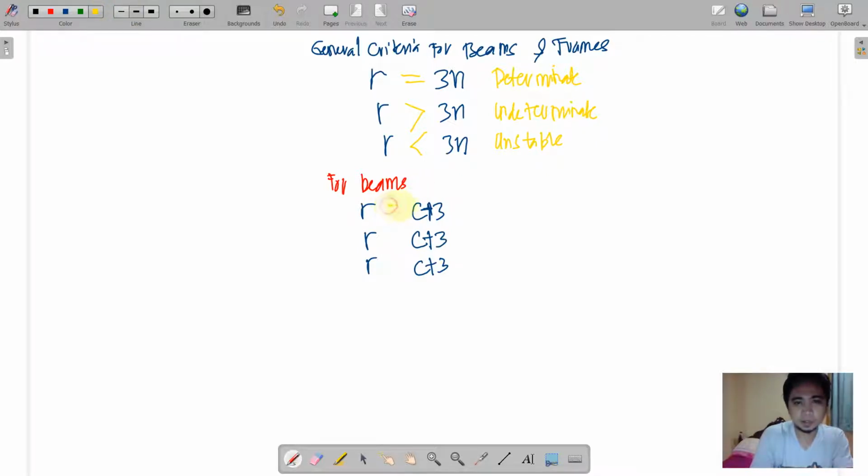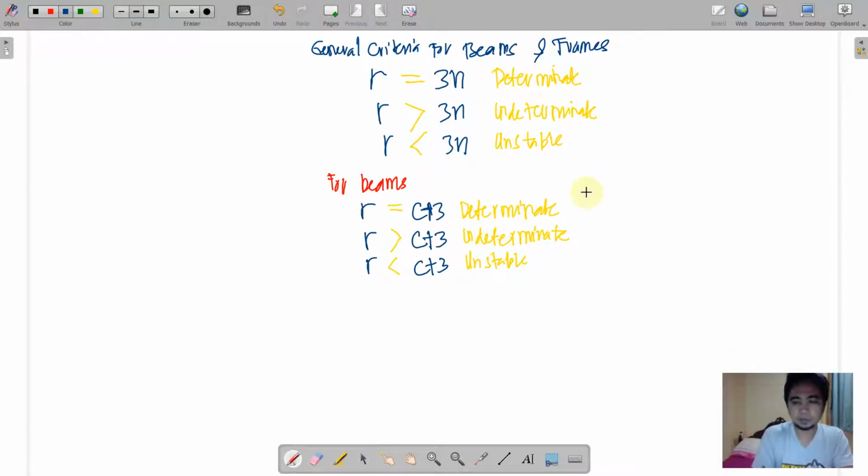So the same, if we have equal, we have a determinate beam. If we have a greater than comparison, we have an indeterminate beam, and if we have less than, this is unstable. So for indeterminate, we'll just have to get the difference or the excess of R to C plus 3, if ever that R will be greater than C plus 3. So R here actually is the number of reactions, and here is the number of parts wherein you wanted to cut the section into 2 parts, 3 parts, or just simply consider the whole structure, so that is only 1 part.